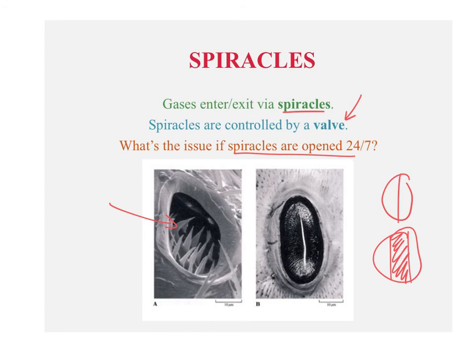But what do we think the issue is if the spiracles are open all the time? Why is it important that they can open and close? While you're thinking about this, also consider what would happen if we were to breathe with our mouth open all the time. Think about how that would feel. What would that do to us? So pause and then play again when you're ready.